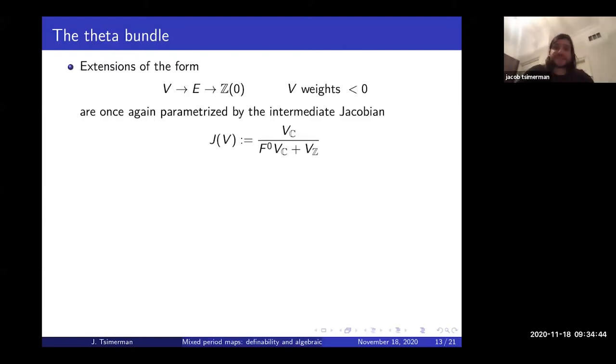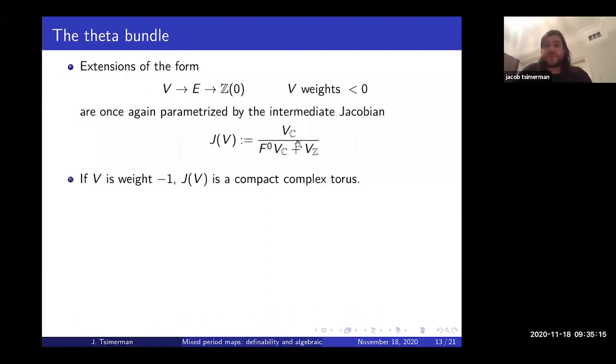To start, let's just consider general extensions where V can be a mixed Hodge structure of negative weights, but you can think of it as a pure Hodge structure if you like. We're going to study extensions of Z(0), which is just the one-dimensional pure Hodge structure of weight zero, by negative weight mixed Hodge structures V. And if you work it out like before in terms of lifting filtration pieces, this is parameterized by this quotient of V by its F naught part and its integral points.